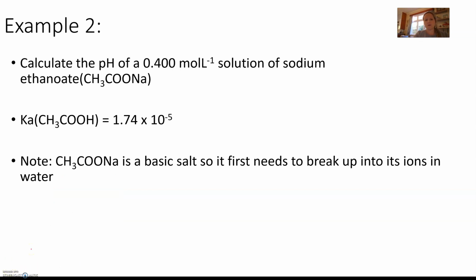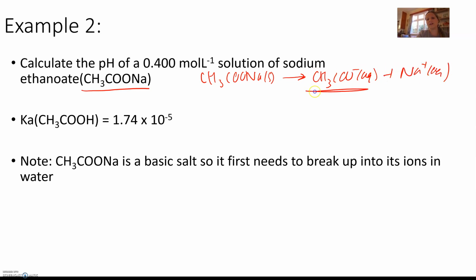So here's another example. Let's go through this now. It says calculate the pH of a solution of sodium ethanoate. Now sodium ethanoate is actually a salt, and we know that salts exist as solids, and so that'll dissociate into CH3COO minus plus Na plus, and we're really interested in this. Ethanoate ions are the conjugate base of ethanoic acid, and we know that conjugate bases of a weak acid are weakly basic.